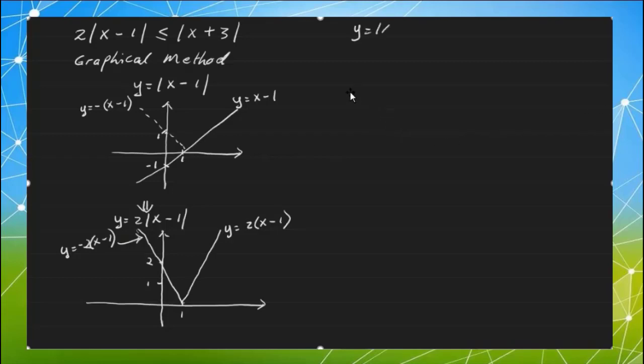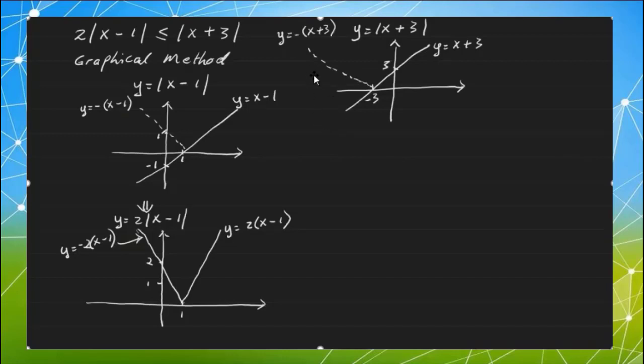Now I'm going to sketch the graph modulus x plus 3. First, I start from the graph without modulus, that is x plus 3. The y-intercept is 3, x-intercept is negative 3. Then the part of the graph which is below the x-axis must be reflected up by using the x-axis. So this part of the graph is labeled as negative x plus 3. Now I'm going to put these two graphs together.